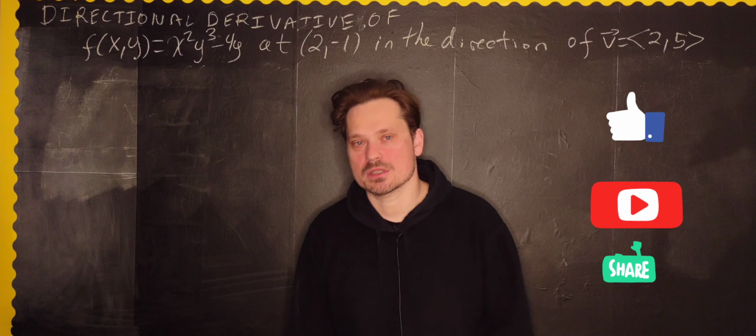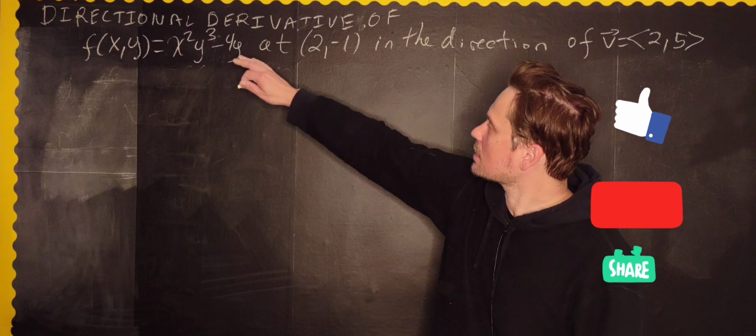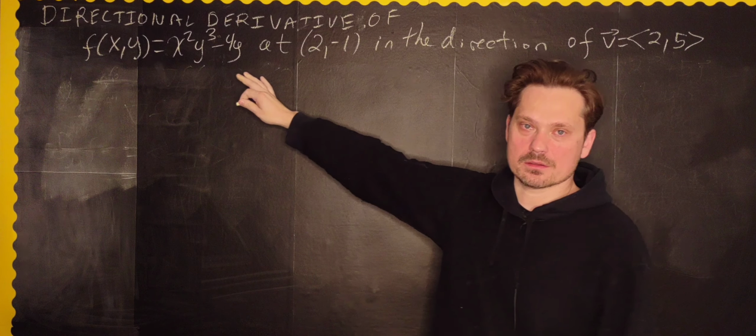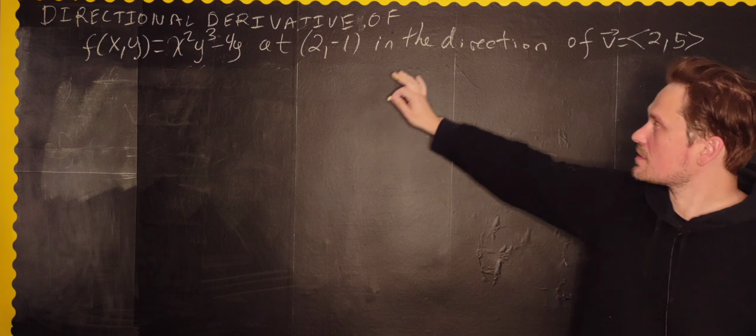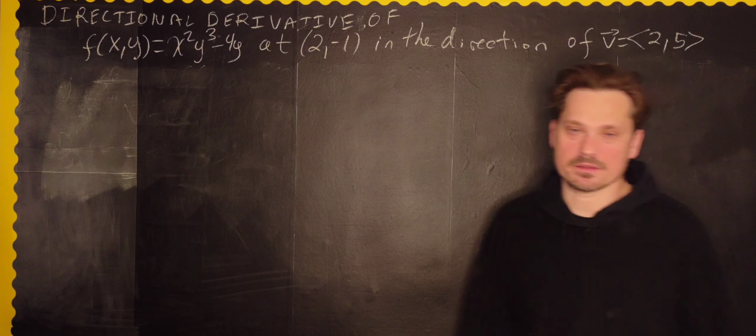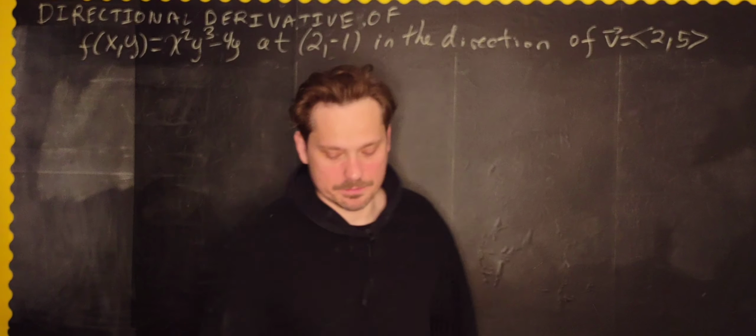Welcome friends, in this one I'm going to show you how to find the following. The directional derivative of f of x, y equals x squared y cubed minus 4y in the direction of this vector here at the point (2, -1) in the direction of the vector (2, 5). So it's a directional derivative question.